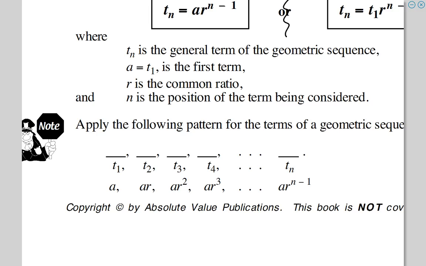Okay, so Tn is the general term. That's going to be just some value, Tn. So for example, T4. What's T4? Well, it's the fourth one in the list. T4 is going to be some number, depending on whatever the sequence is.